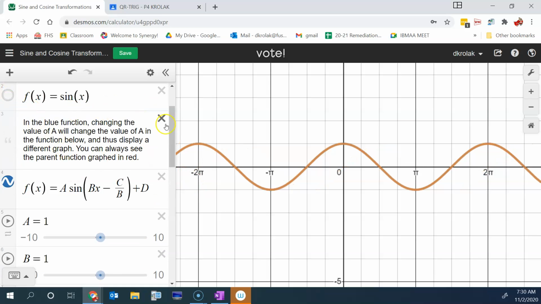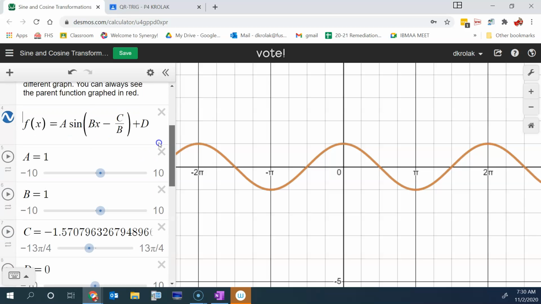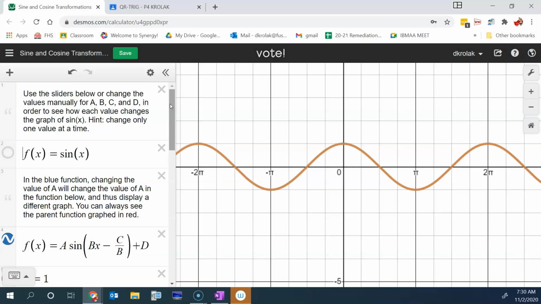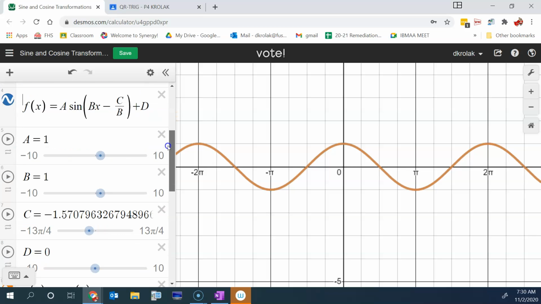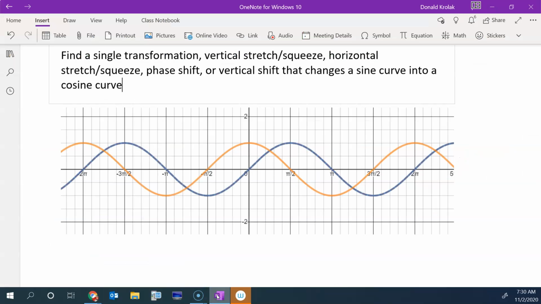Get rid of that one. So now it's a cosine graph. So a cosine graph is really a sine graph shifted pi over 2 to the left. Now, how would you write that out? What would the equation be?